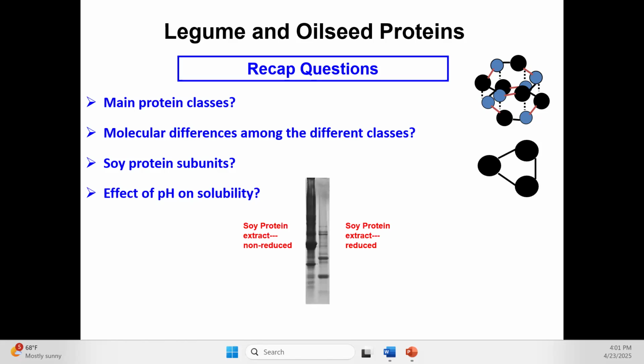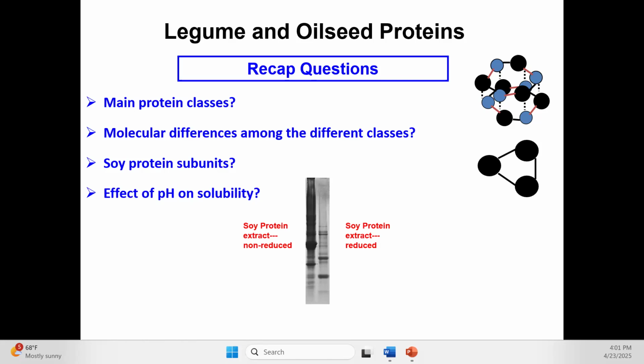This is also to remind you that when we run a gel, this is a really bad gel lane. It's too loaded. But anyway, we need the reducing agent and to load less on the gel so that you can see the individual bands.